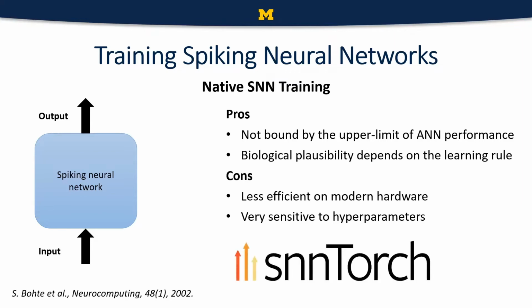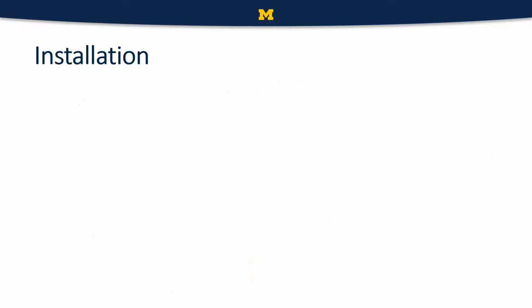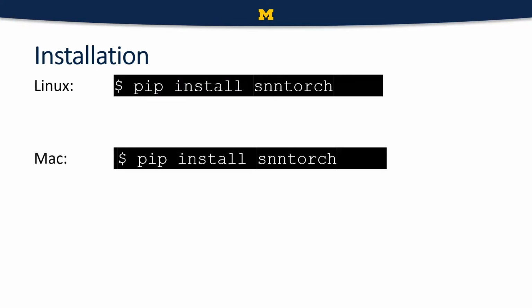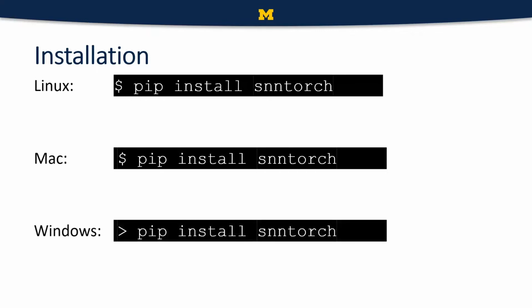So all of this stuff, snnTorch, is all about natively training spiking neural net algorithms. If you want to install it, I'll run you through it in the final half hour. For Linux, pip install snnTorch. For Mac, pip install snnTorch. For Windows, it's also pip install. Just the system prompt changes. Everything else is the same.